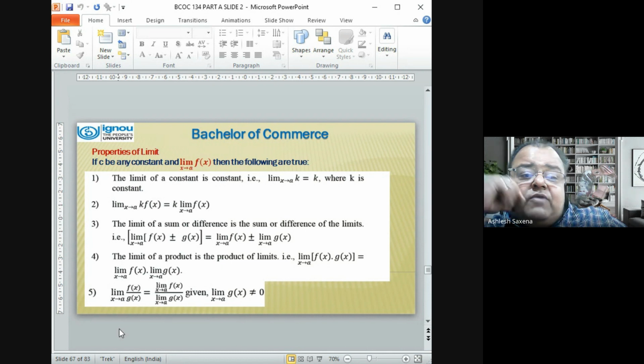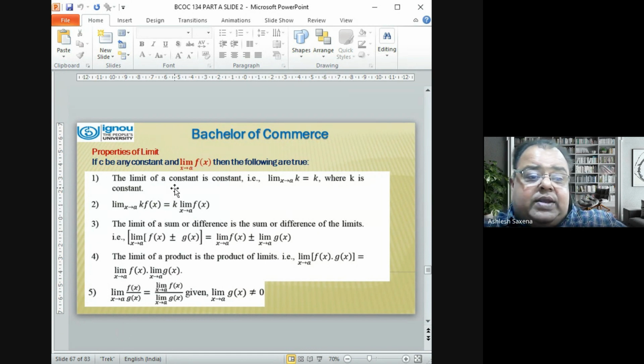Now, what are the properties of limits? If C is any constant and limit x tends to a f(x) exists, then the following are true. Limit of a constant is constant. It doesn't make any difference, because it does not consist of any term of x, so it will be k, which is a constant. Limit x tends to a, k f(x): we will take k out and apply the limit to the function f(x).